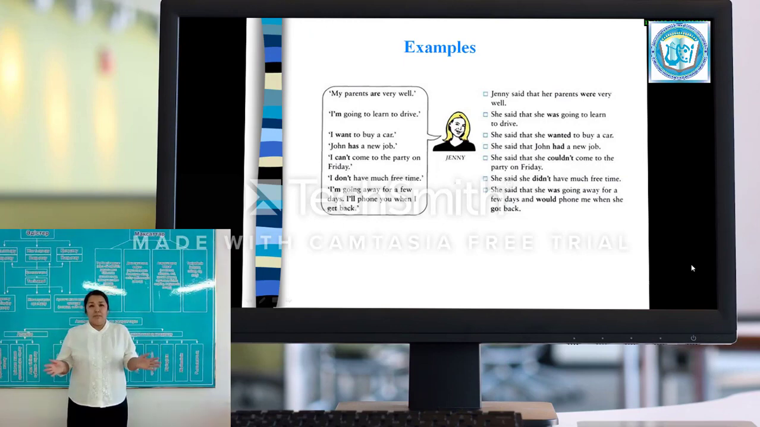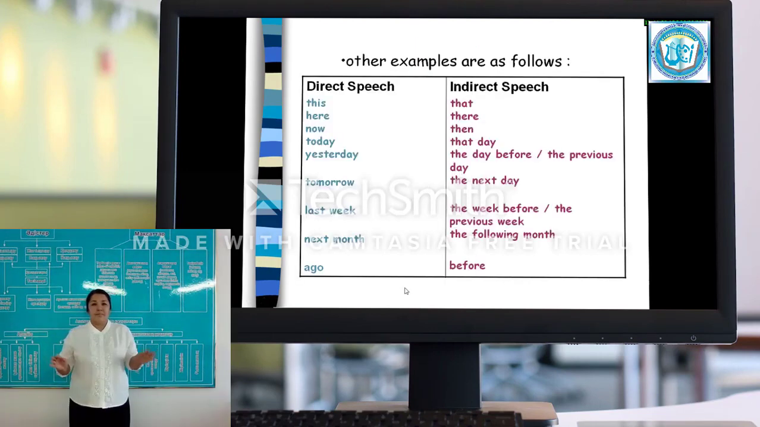So, for example, "My parents are very well." Jenny said that her parents were very well. "I'm going to learn to drive." She said that she was going to learn to drive. "I want to buy a car." She said that she wants to buy a car.